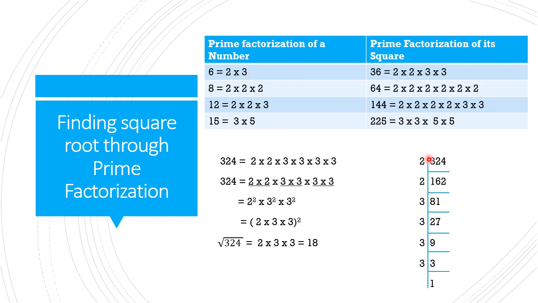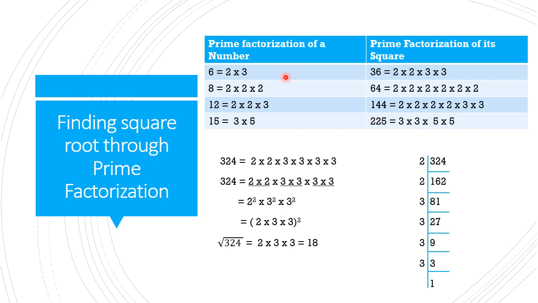See here 324, its prime factorization is done here. Okay, so this is the division method. Either by the division method or by the multiplication method you can do the prime factorization. You know 6, 2 into 3. So this is the multiplication method. Without doing this process we can write directly. That is the multiplication method. So you know 6 is equal to 2 into 3. 36 is equal to 2 into 2 into 3 into 3.